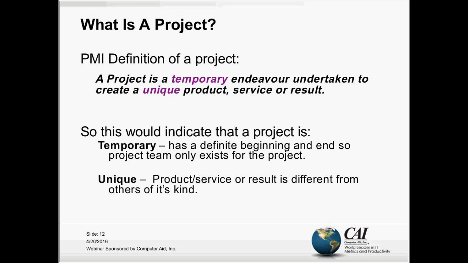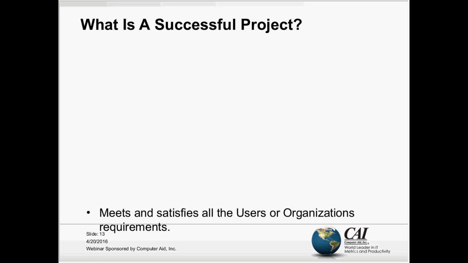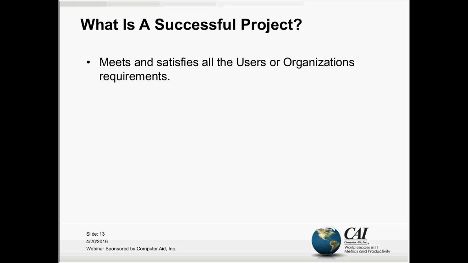So what makes up a successful project? These aren't listed in any particular order, but I think if you accomplished all of these, you would say you had a successful project. One is certainly that it meets and satisfies all the users' or organization's requirements. And I think we all know in projects, depending on the breadth of the project, the depth that goes into the organizations, there are many users, many organizations, and potentially many stakeholders that are important to ensure that projects are successful and that you're taking care of meeting all of their requirements.